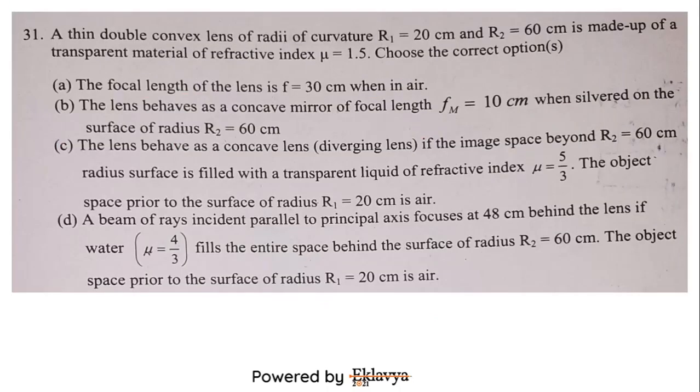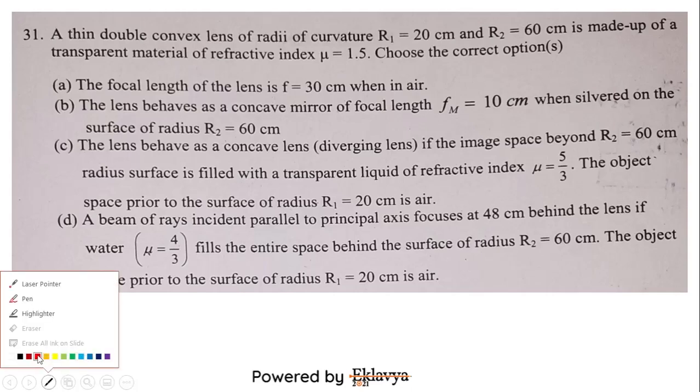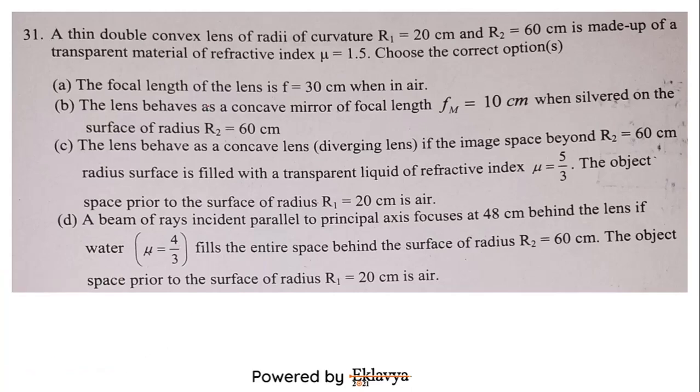So we are now looking at question number 31. Again a question from optics, and again it's a very time consuming one because we'll have to check all the 4 options. So it says that we have a double convex lens with different radii of curvature. One is 20 centimeter, the other one is 60 centimeter. It's made up of a transparent material of refractive index 1.5. So we have to choose the correct option.